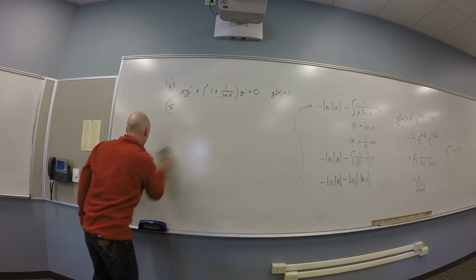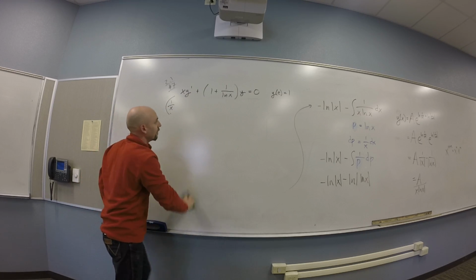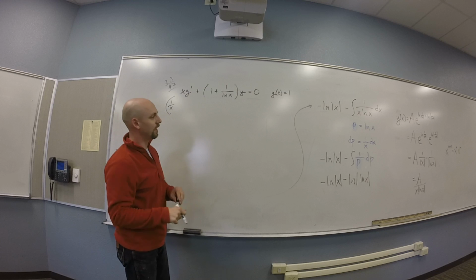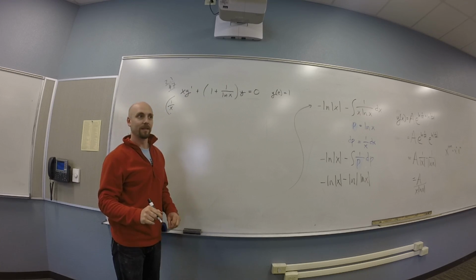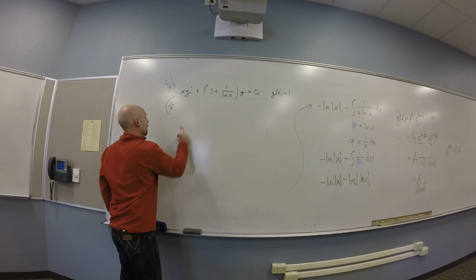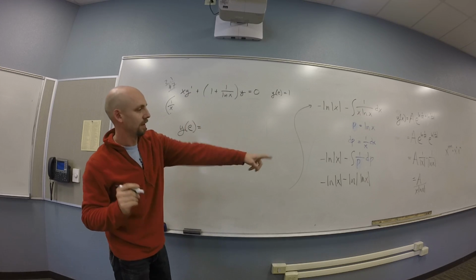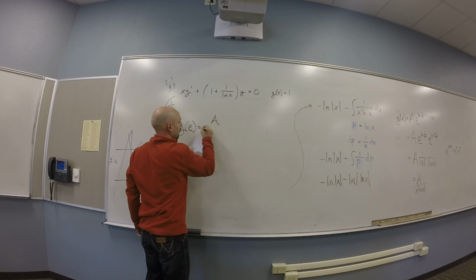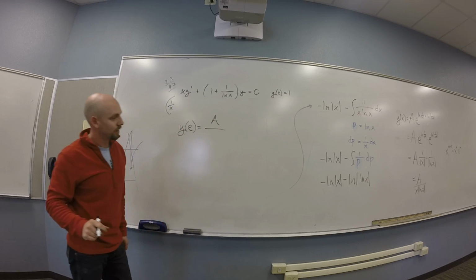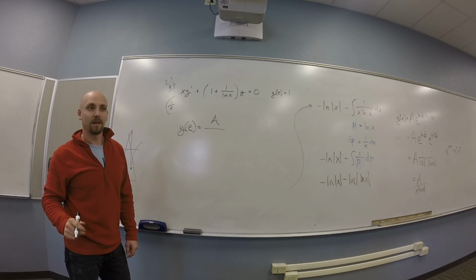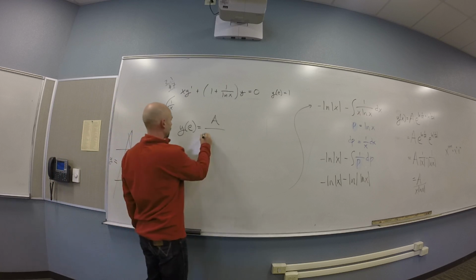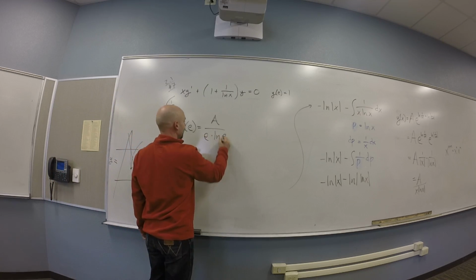Okay. What is your constant? What is your initial value problem? You need to plug in e, right? Okay, so y of e should be a over e times log of e.